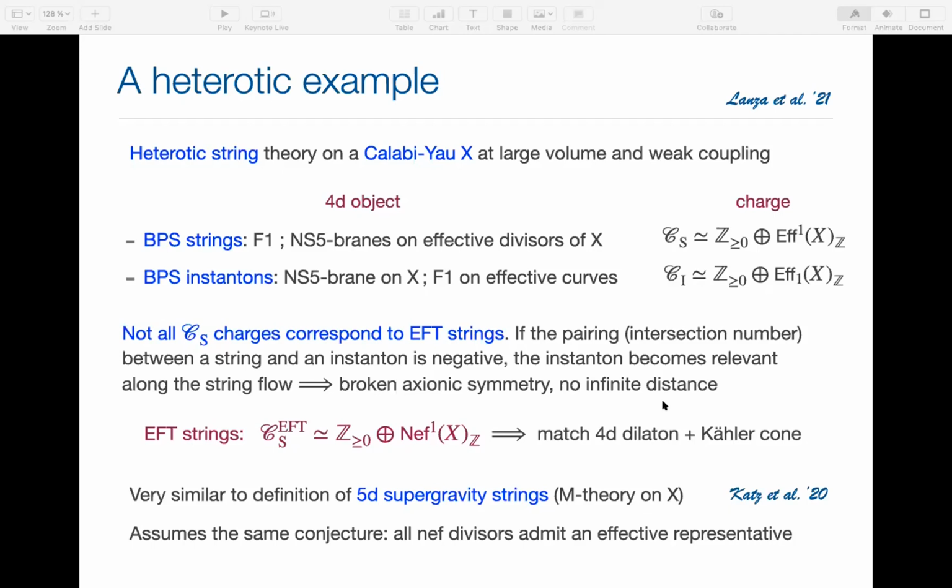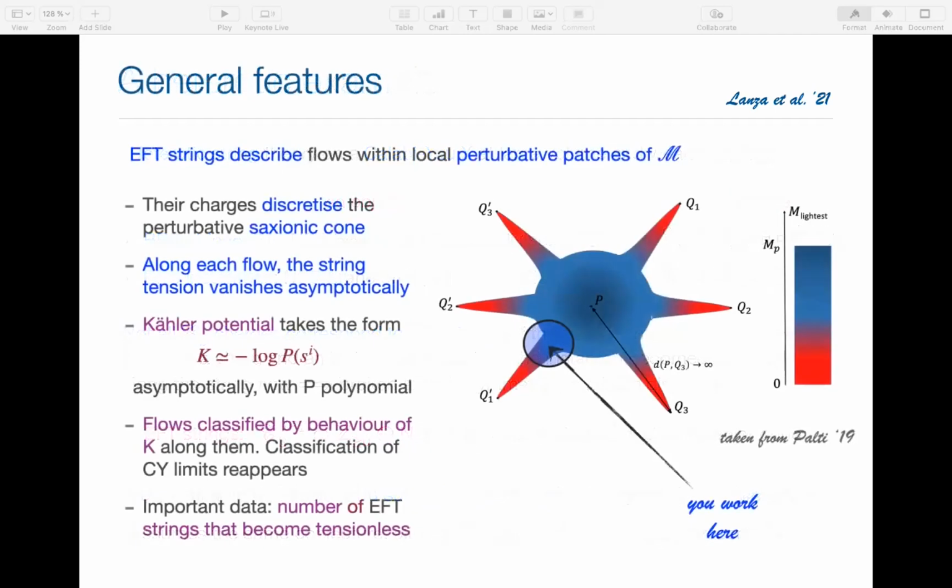Actually, funny enough, one can take this definition in terms of a positivity of pairing, which is nothing but an intersection number, and relate this story to a very analogous story that has to do with strings in 5 dimensions and the notion of supergravity strings that was put forward in this paper of Katz et al. And in our setup, there are a bunch of mathematical conjectures assumed here that make the physics sensible. The same thing happens here. For instance, we need that all nef divisors admit an effective representative for things to make sense from the EFT viewpoint. So there is an interesting relation here.